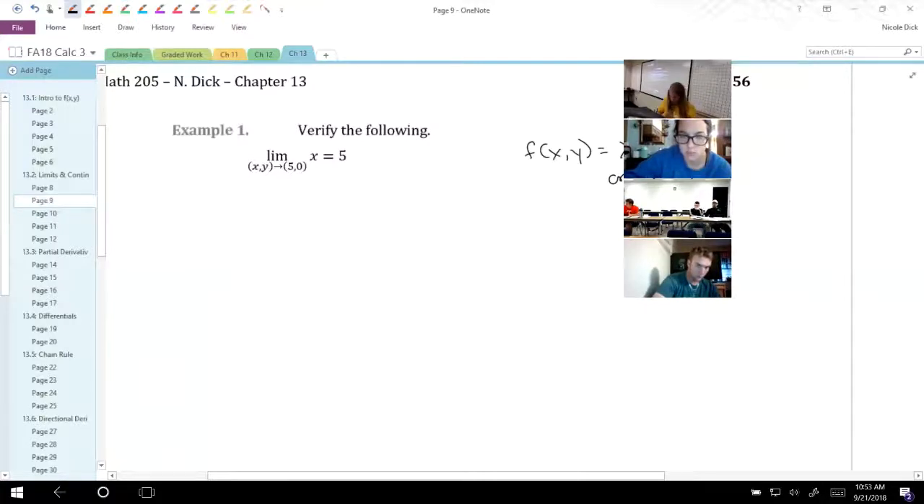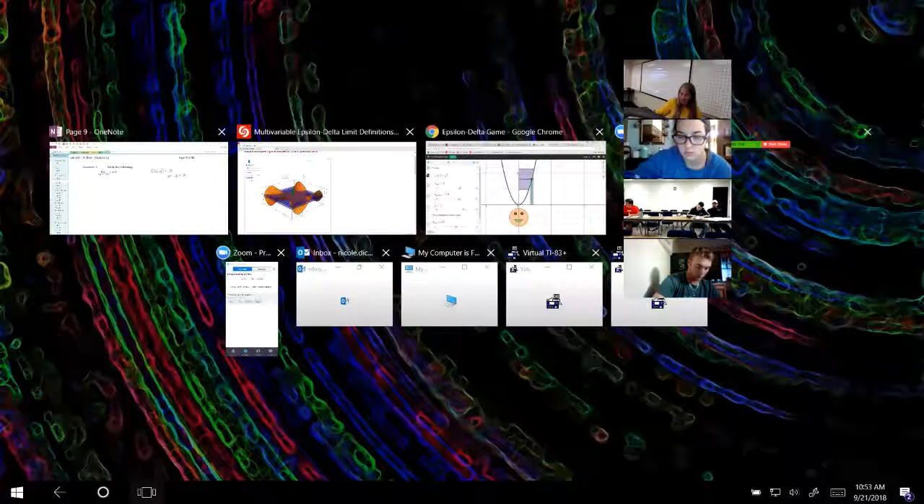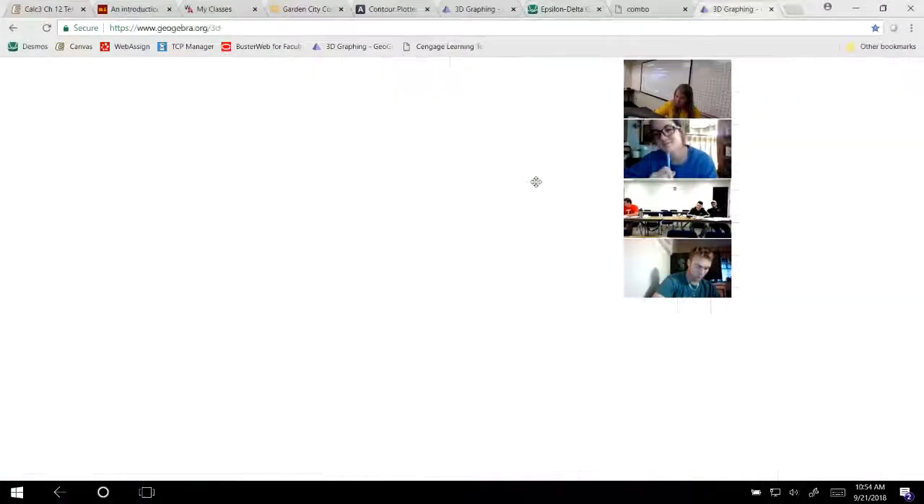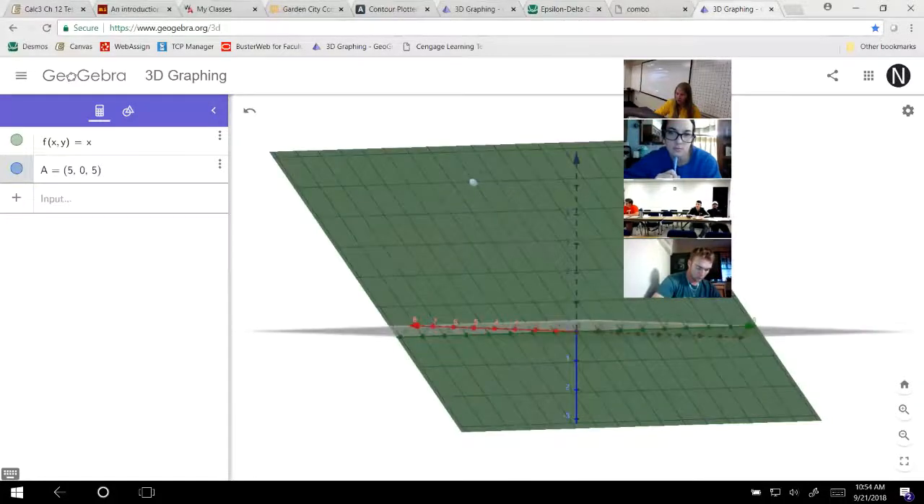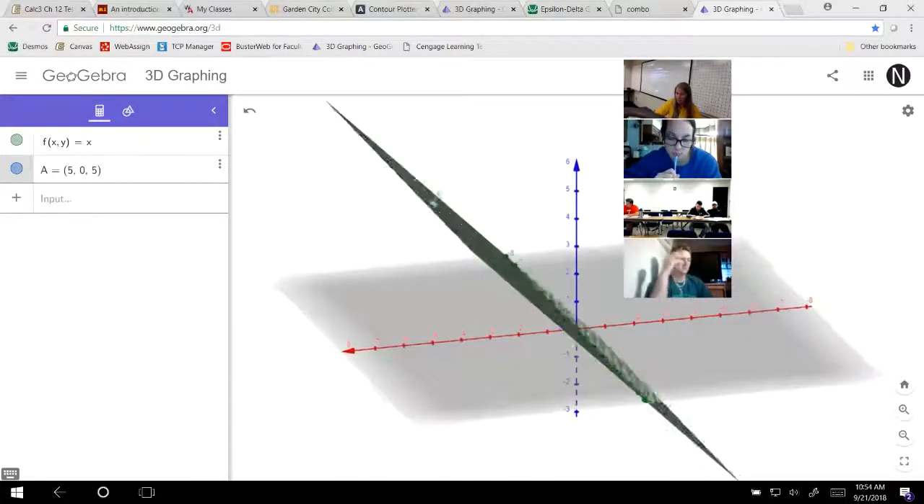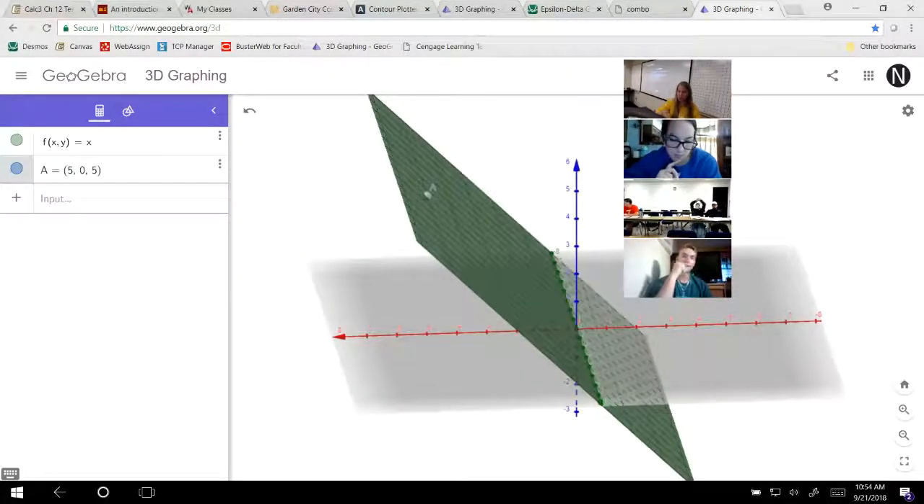What is the graph of that surface going to look like? You guys can't answer me. The graph of that surface is going to look like a plane. Specifically this plane here. So there's the graph of the surface, f of x, y equals x. It's just this nice little plane that kind of cuts through the center there.